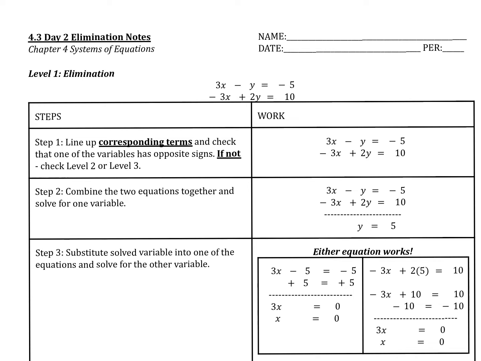Chapter 4.3 Day 2 Elimination Notes. Eliminate 3x minus y equals negative 5 and negative 3x plus 2y equals 10.